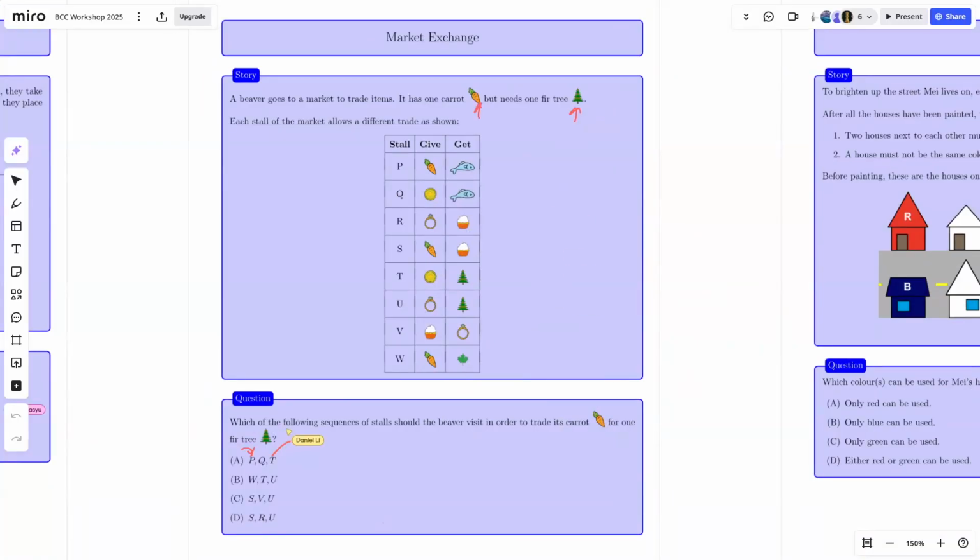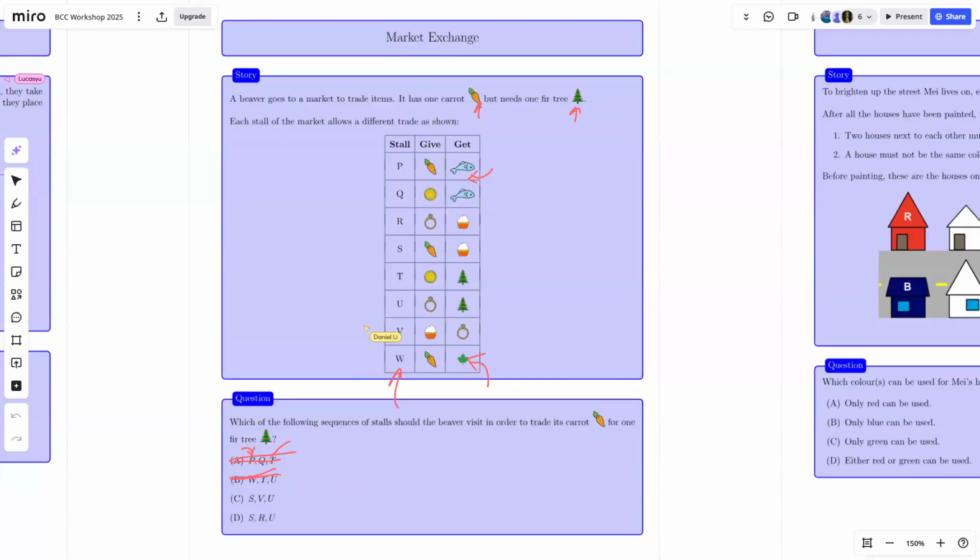What we want to do is run through each answer choice and deduce the right answer. First one, after P, you get a fish, right? Right here. And then they run through operation Q. For operation Q, you need to give a coin, but you don't have a coin, so this is eliminated. You only have one thing, so you really can't do much. Second, WTU. W gives a green maple leaf, but as you can see on the left, none of the trades requires a green maple leaf, so basically you can't get anything else after that. So we also eliminate B.